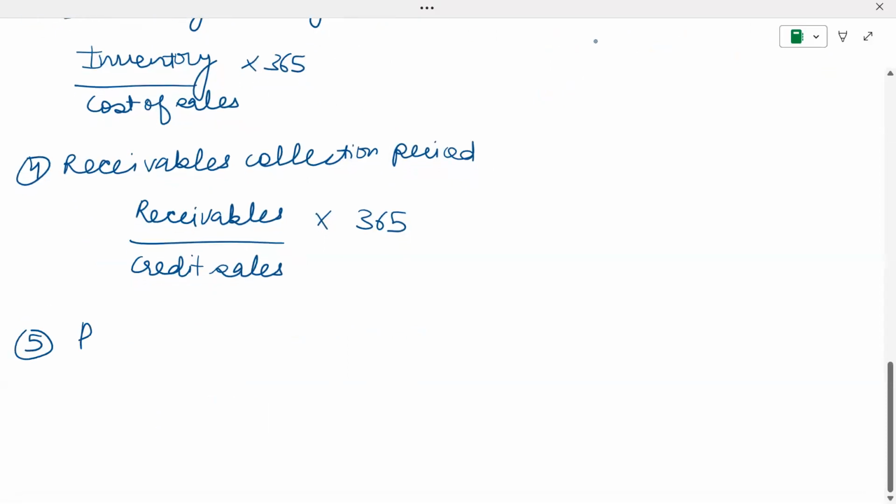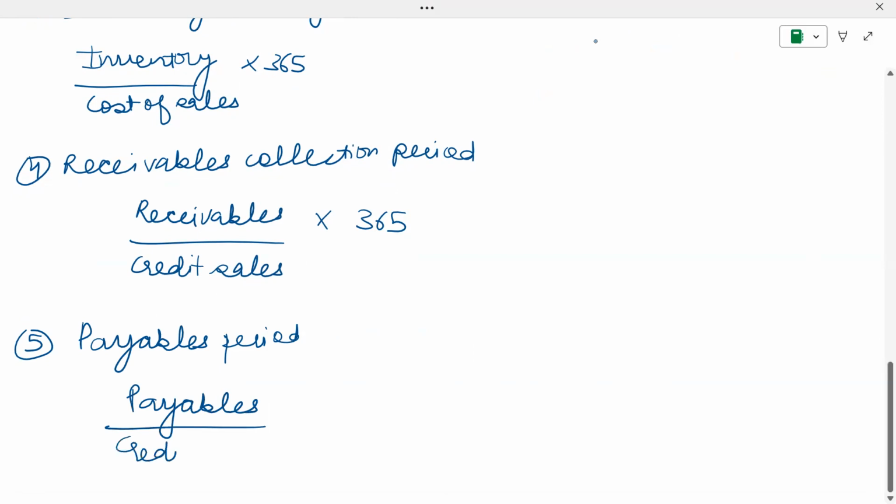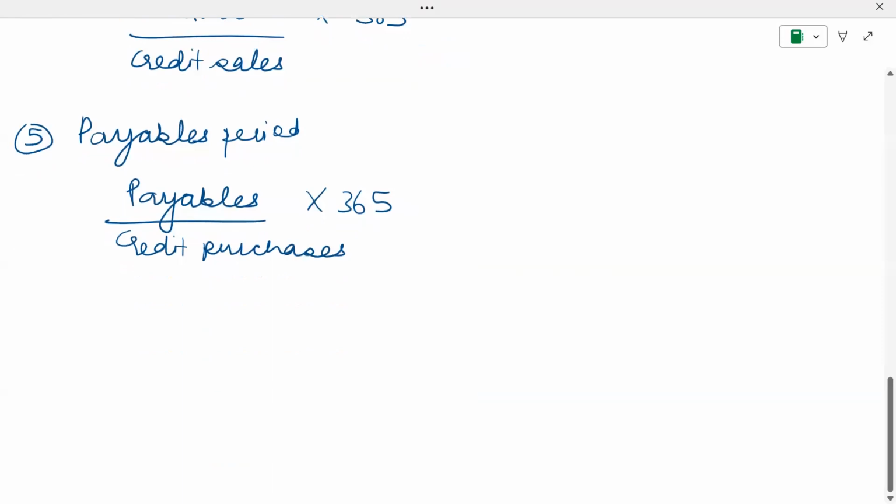Then you can also calculate your payables period. Payables period is nothing but payables divided by credit purchases, because those payables are there as we have purchased things on credit, multiplied by 365. So these are the liquidity ratios.